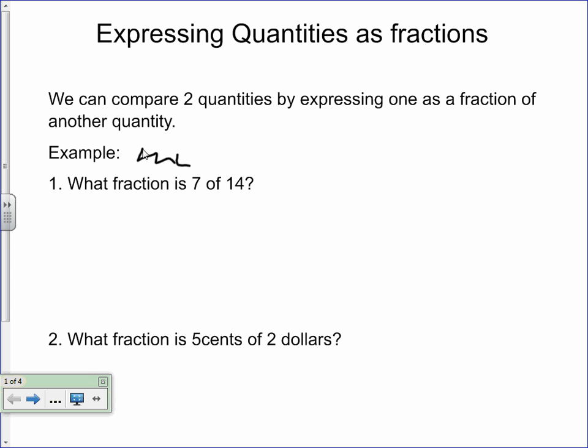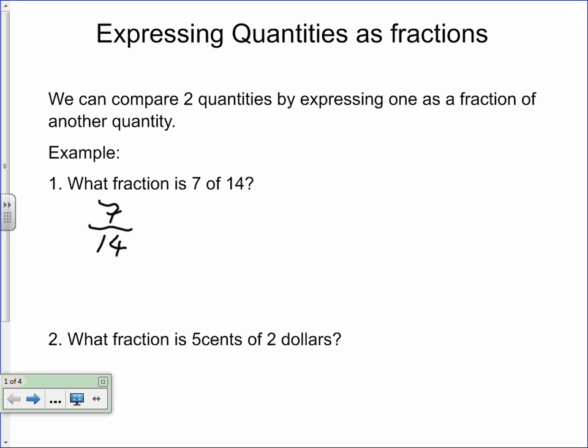Sorry, this one is just a squiggle. So what fraction is 7 of 14? Now someone should be able to just tell me that. Half. It's a half. It's very simple. But the way that we do that, if you wanted to use your method, is to say 7 over 14.